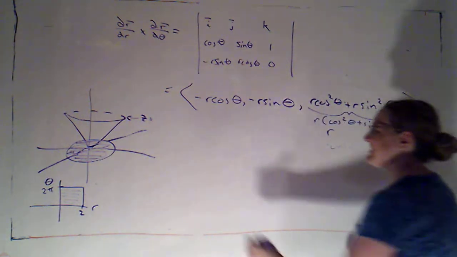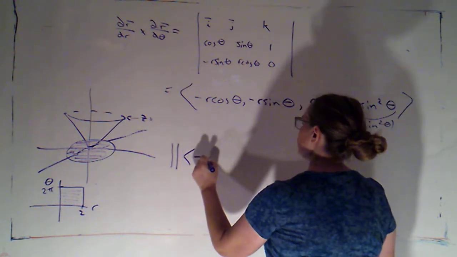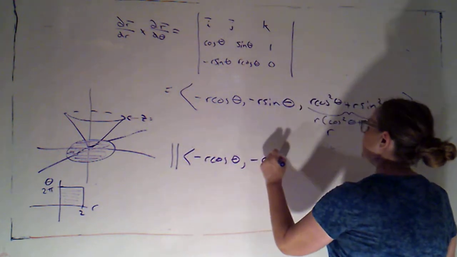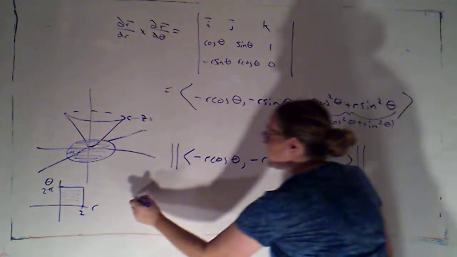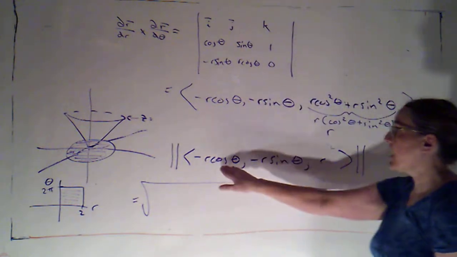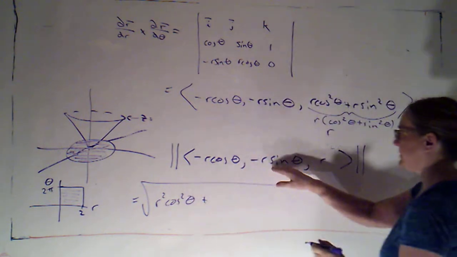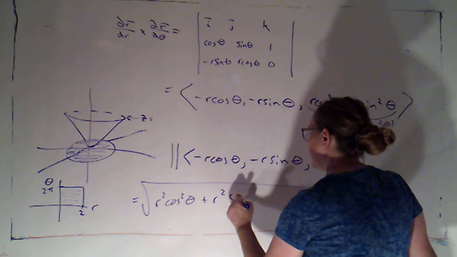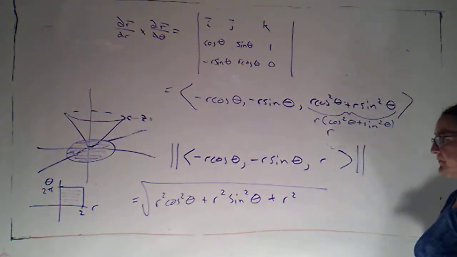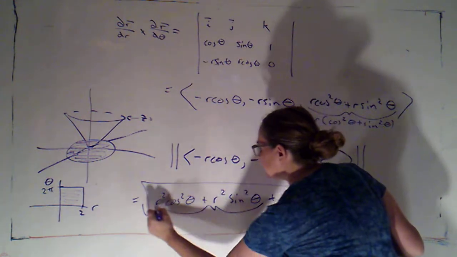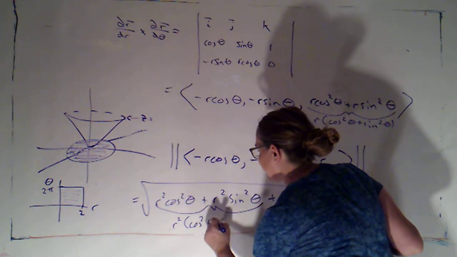My integrand is going to be the magnitude of this cross product. So I'm looking at the magnitude of negative r cosine theta, negative r sine theta, r. And that's just going to be the square root of, if I square that, I get r squared cosine squared theta, plus if I square that, I get r squared sine squared theta, and if I square that, I get r squared. This is just r squared times cosine squared theta plus sine squared theta.